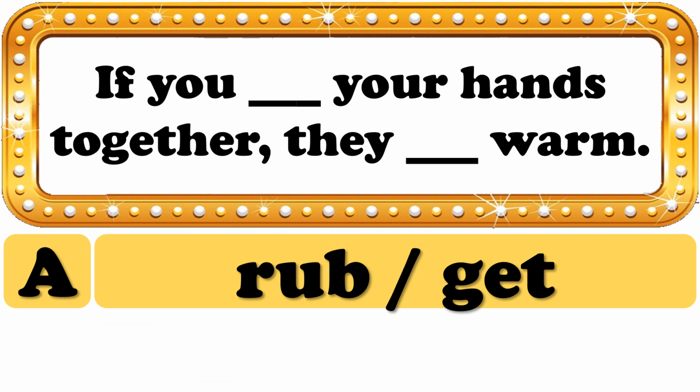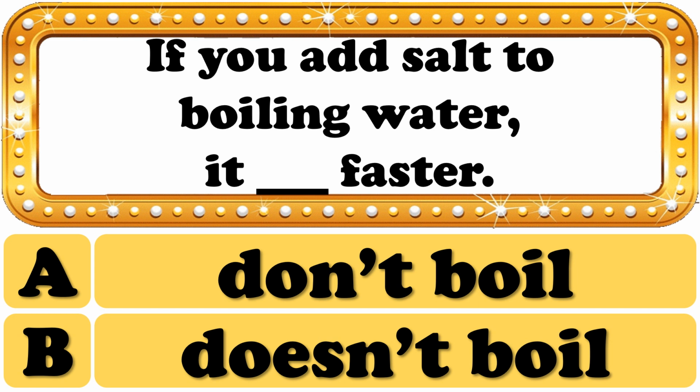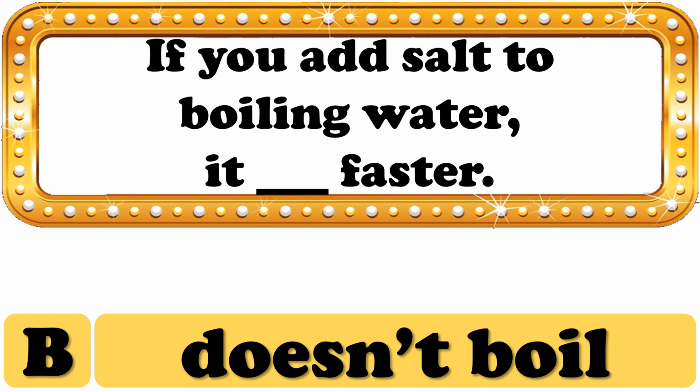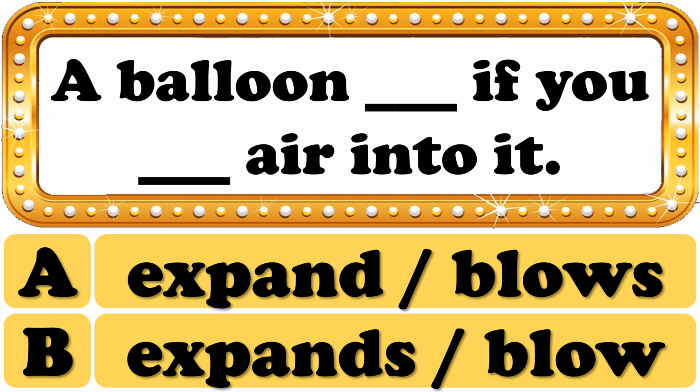If you rub your hands together, they get warm. So if we're using they, the verb that should follow does not need an S. They get warm. How about this one? A or B, which one would you choose? This one you should choose B. If you add salt to boiling water, it doesn't boil faster. Now try this one. 2 blanks again, so be careful. A or B.